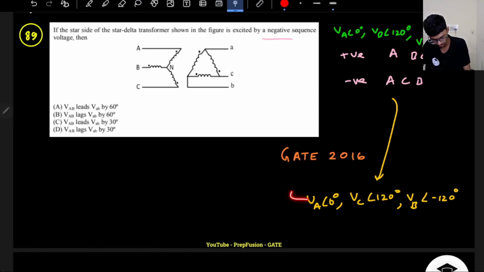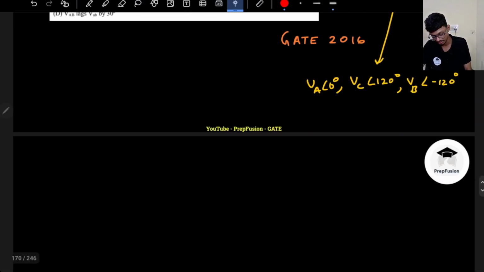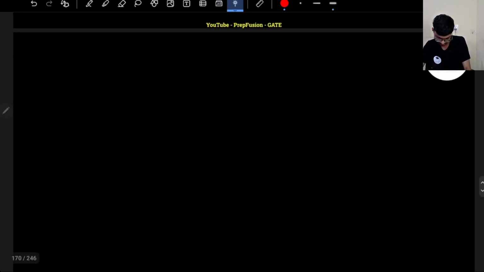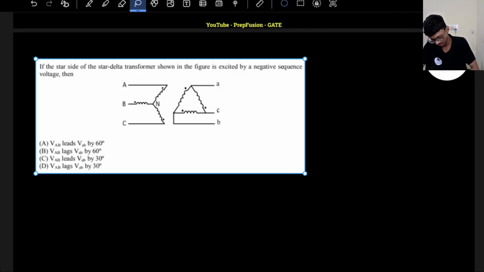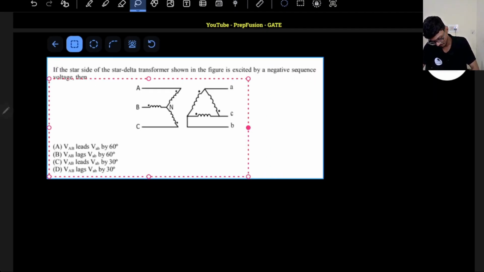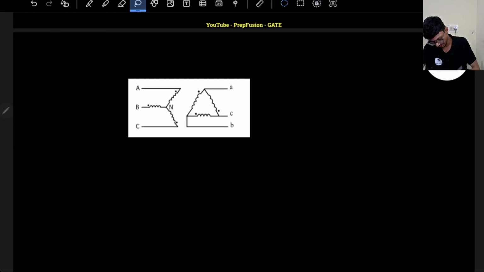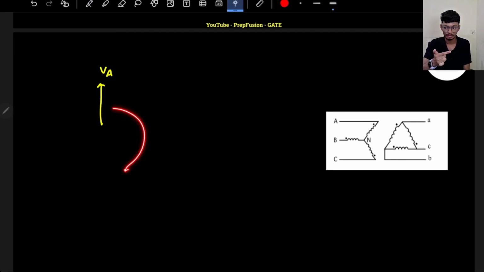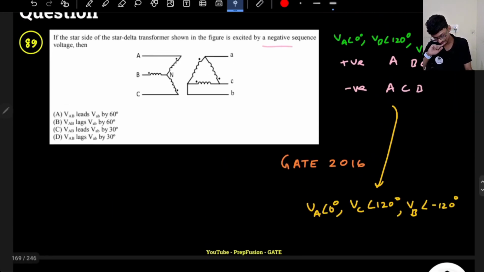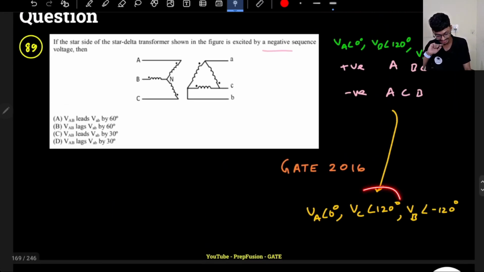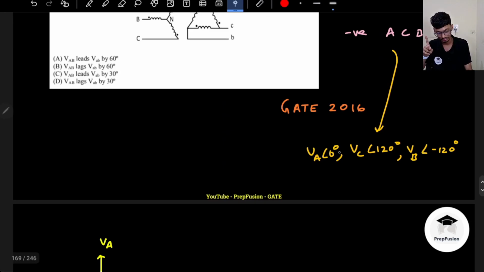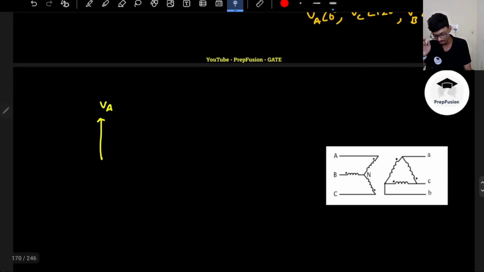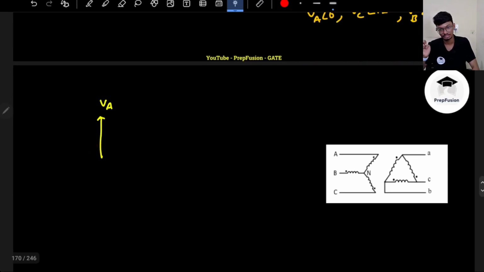Remember, these are my phasors, not this one. So I will draw my phasors, but before that let me copy the diagram as well. My capital VA will be in the same direction, but in the clockwise direction now VC will come, VB will not come. Why? Because VC leads VA by 120 degrees.